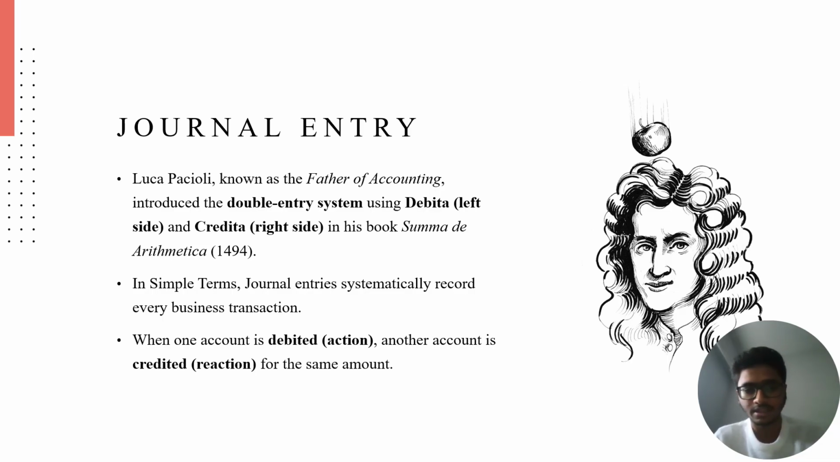I have termed it here as his third law: every action has an equal and opposite reaction. On that standard, journal entries are the same. When one account is debited, another account is credited for the same amount. It's that simple. So we will learn two journal entries to better understand this concept.